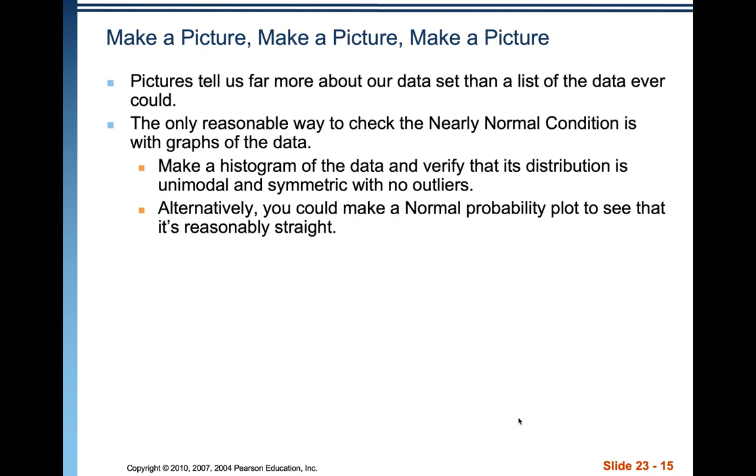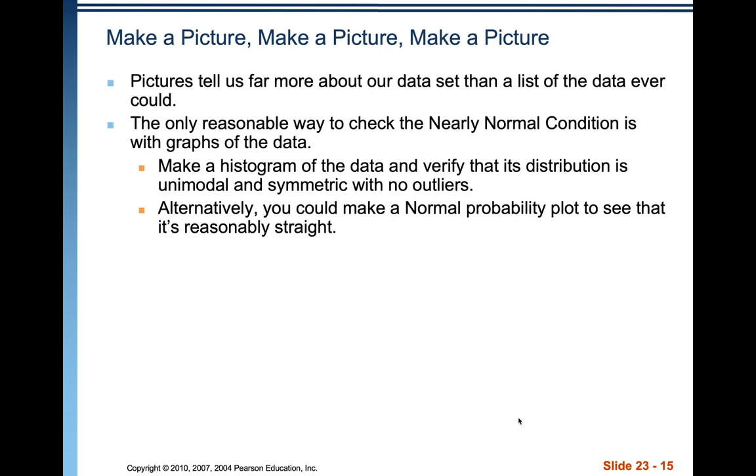Making a picture is wonderful. It helps us understand what's going on. It's critical if you have a small sample size and you're not told that the original population was normal. You have a small sample size and you have the picture. In order to satisfy the nearly normal condition, you need to make a dot plot, a histogram, a stem and leaf plot, anything where you can look and see that it's unimodal and symmetric and has no outliers. Alternatively, you can make a normal probability plot to see that it's reasonably straight.